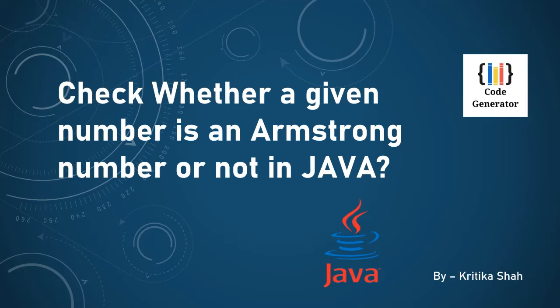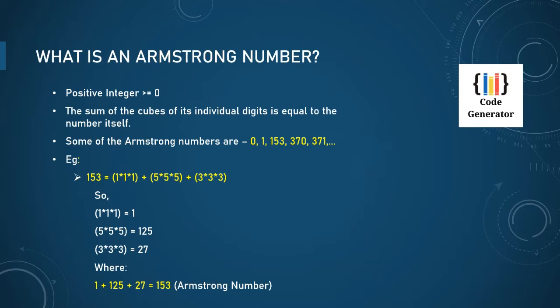I am Kritika Shah, back with another video tutorial on how to write a program in Java to check if a given number is an Armstrong number or not. Let's first get some knowledge of what is an Armstrong number. A positive integer greater than or equal to 0, for which the sum of the cubes of its individual digits is equal to the number itself, is known as an Armstrong number. Here are a few examples such as 0, 1, 153, 370 and many more.